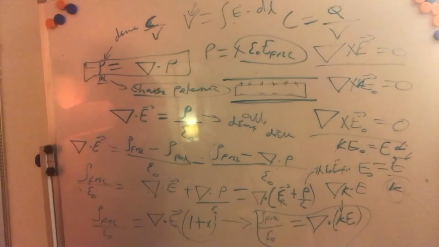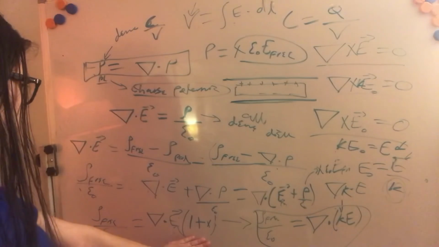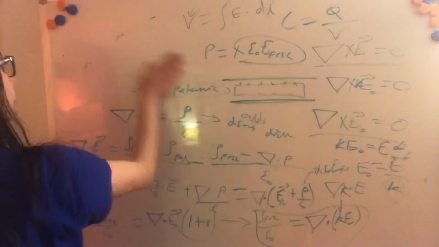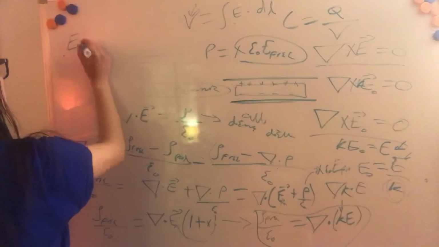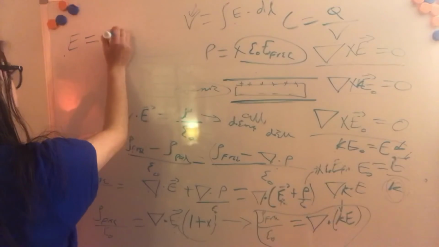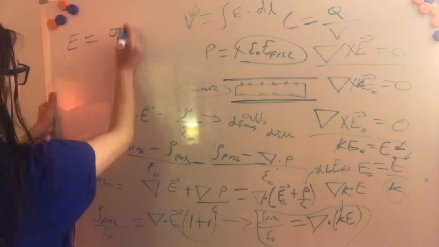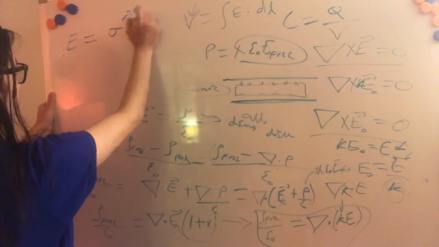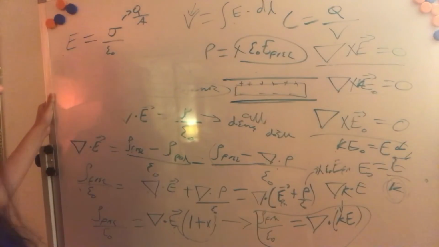So we have this equation and this equation, the capacitance, we already saw it, and alright. Now for the electric field, we have that the electric field is equal to the surface charge density, that is Q divided by area, and then this divided by epsilon naught.